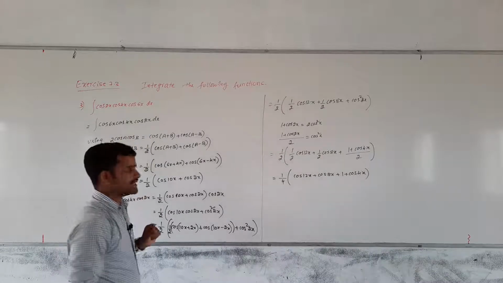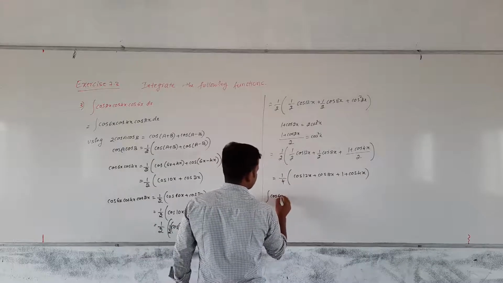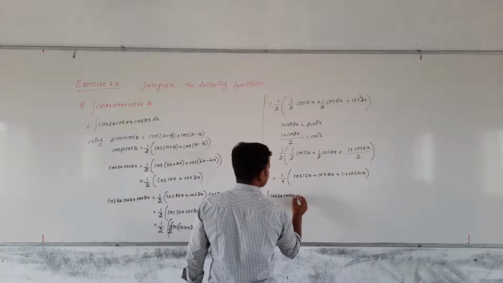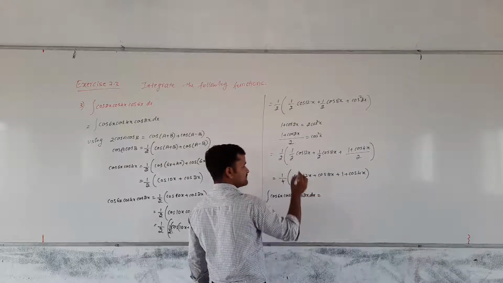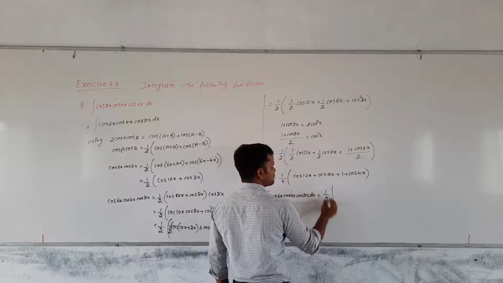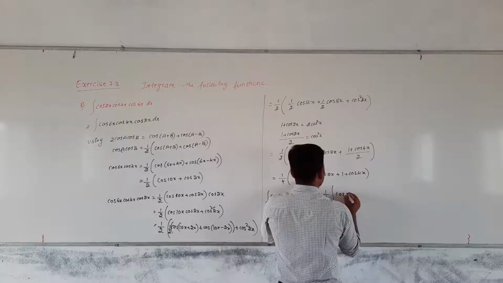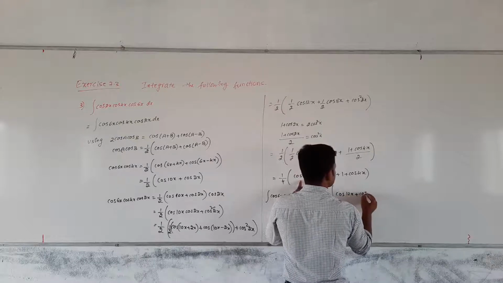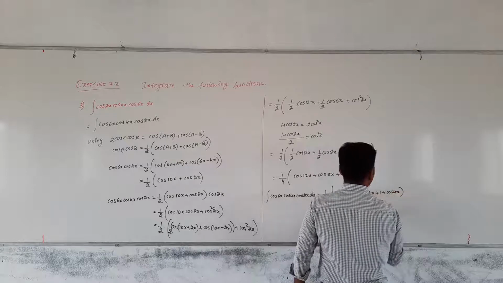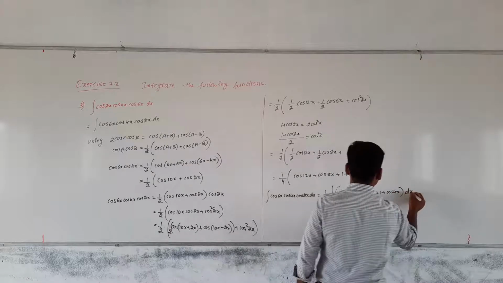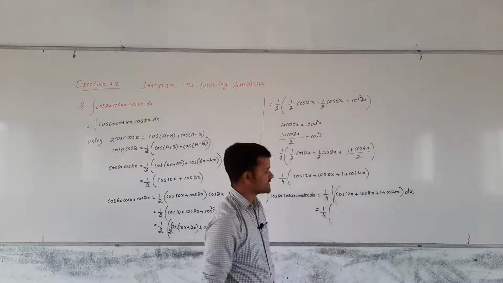Now we come to the integral. Integration of cos 6x into cos 4x into cos 2x with respect to x is equal to, in this simplified form, 1 by 4 is a constant multiple outside the integral, into the integral of cos 12x plus cos 8x plus 1 plus cos 4x, whole integral with respect to x. Now we can integrate it. 1 by 4 is outside as it is.